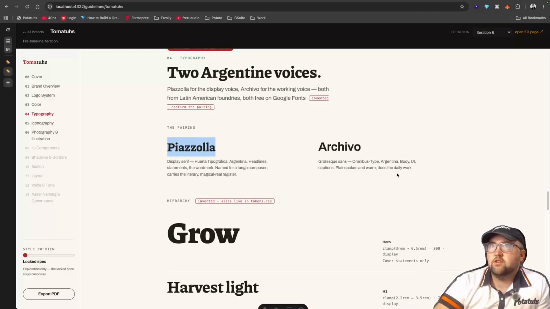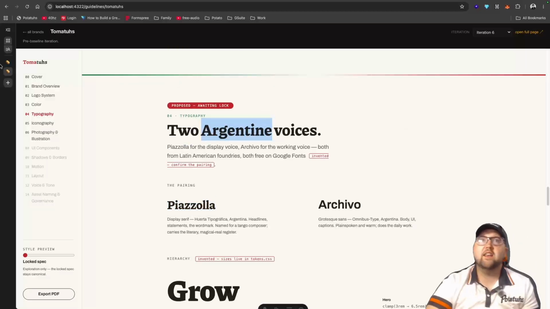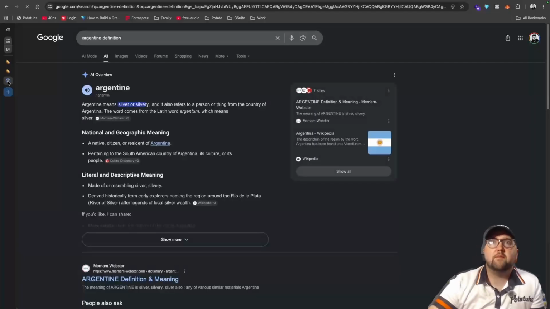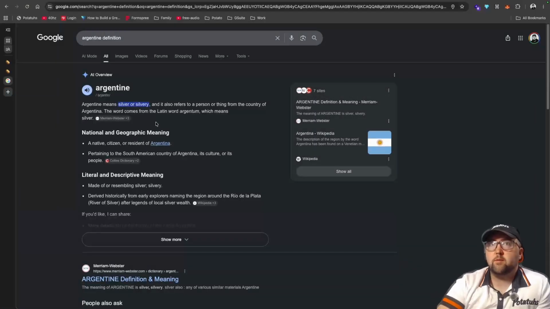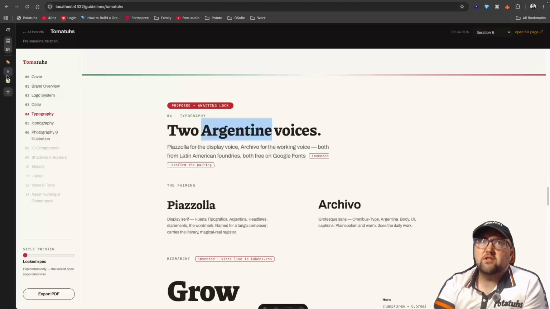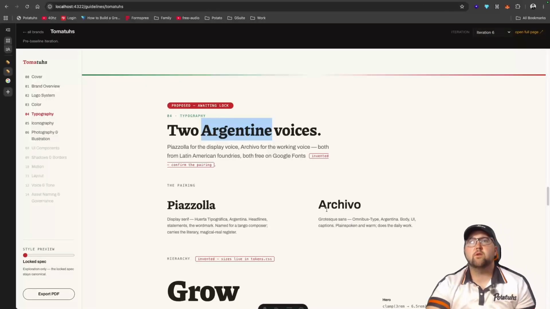Archivo, Argentina. I've never heard Argentine's definition. Does that mean, okay, means silver or silvery, coming from the country Argentina. Argentinum, which means silver. So it's two Argentine silvery voices.